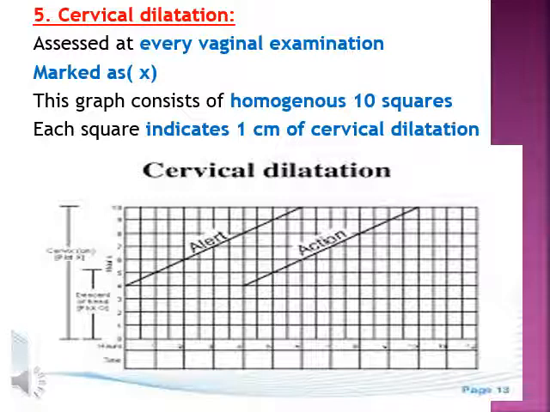In this diagram, they have given only the active phase, that is, from 4 centimeter cervical dilatation. At 4 centimeter dilatation, the alert line starts. So this is the active phase only. The 0 to 4 centimeter latent phase is not given here. They have shown only the active phase of labor.